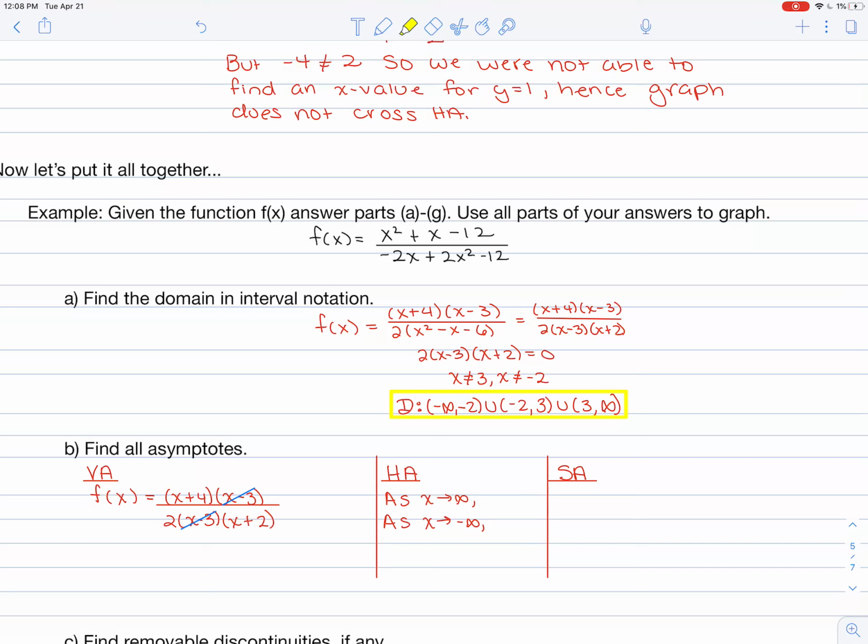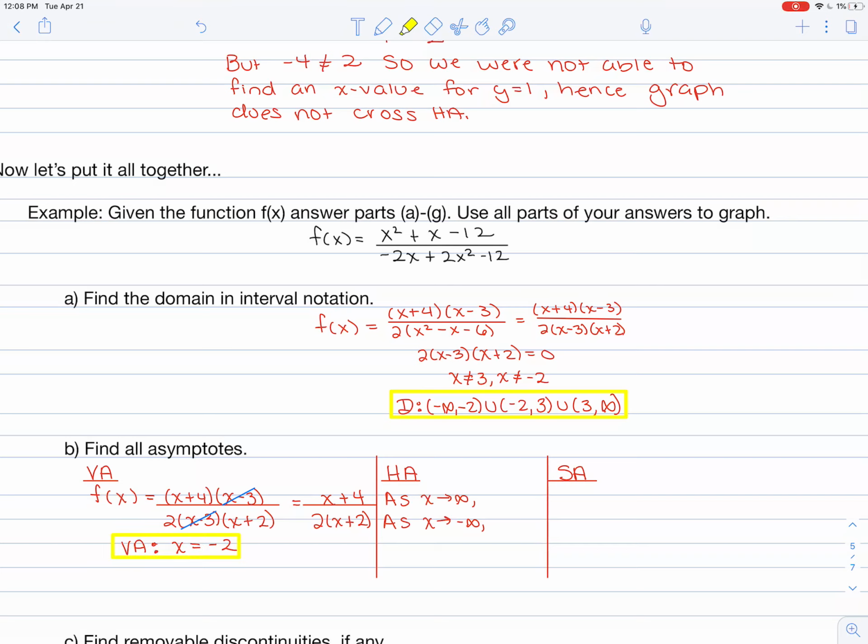In fact, what do you have at x equals 3? Do you know? Since my factors canceled out, what do we have? If you said a removable discontinuity or a hole, you're correct. That's exactly what we have at x equals 3. So it's not a vertical asymptote, it's a hole. Okay, so we cancel those out and we end up with x plus 4 over 2 times x plus 2.